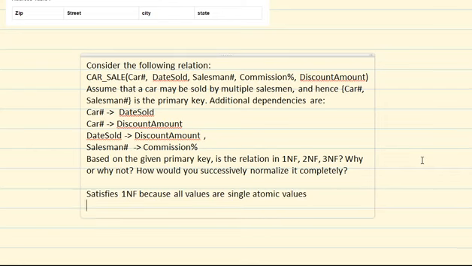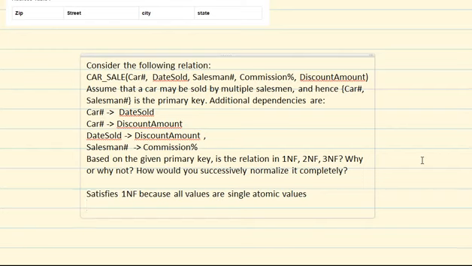All right. So now the relation is not in 2NF because car number determines date sold, fine. Car number determines discount amount, fine. But salesman number determines commission. And as mentioned before, the primary key is car number and salesman number. So these non-prime attributes are not fully functionally dependent on the primary key. They're partially dependent. The date sold and discount amount are dependent on car number, and commission percentage is dependent on salesman number. But all of the non-prime attributes have to be fully functionally dependent on car number and salesman together in order to satisfy 2NF normalization.